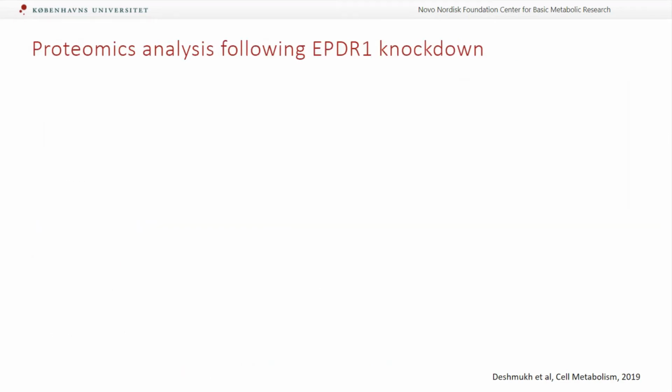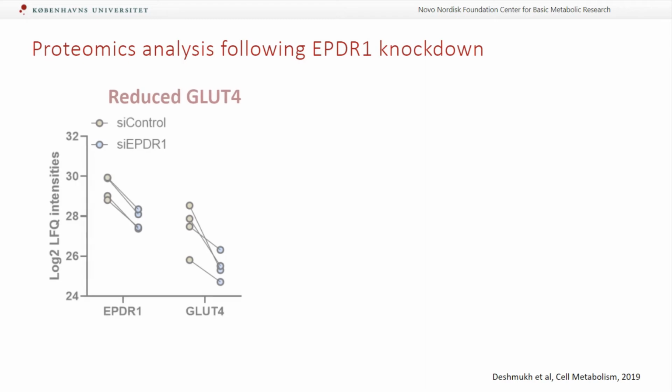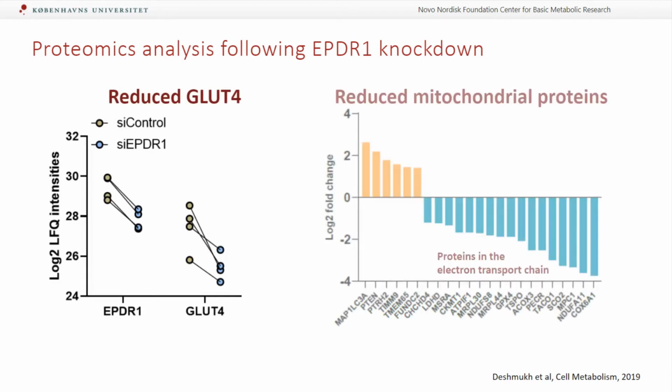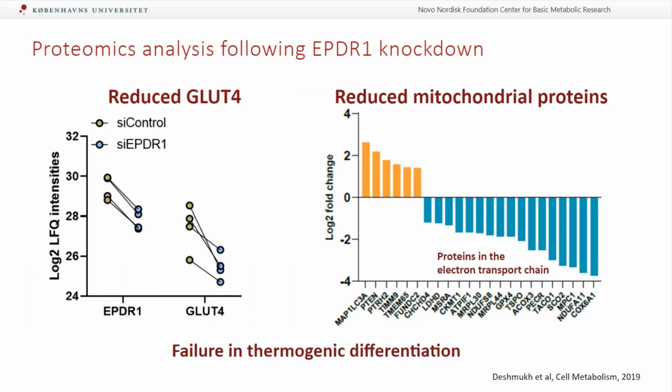So to further investigate what's going on here, we did a proteomics analysis following EPDR1 knockdown in the human cells. And here we could see that GLUT4 was reduced, and also several proteins in the electron transport chain were reduced. So this really explained the phenotype to us. And we conclude that we have a failure in thermogenic differentiation if EPDR1 is not present.